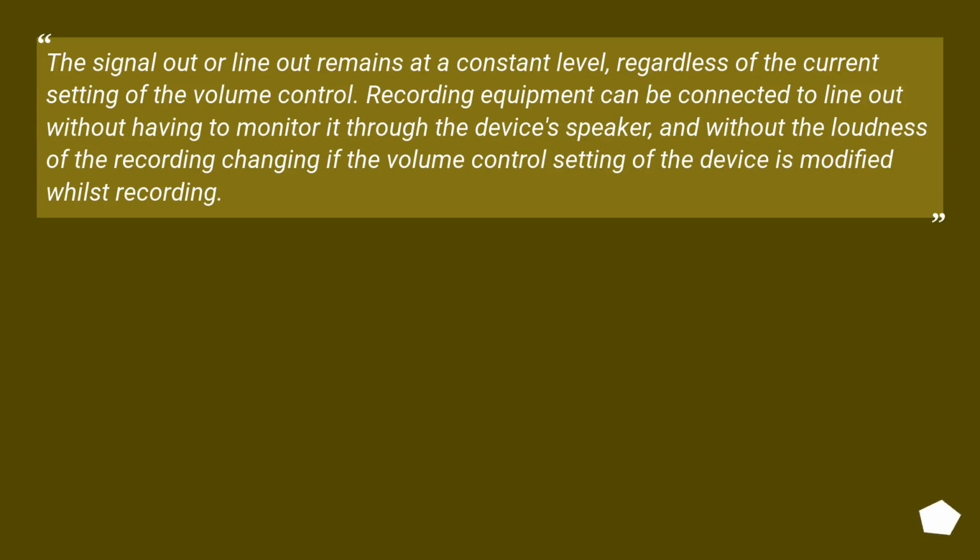The signal out or line out remains at a constant level, regardless of the current setting of the volume control. Recording equipment can be connected to line out without having to monitor it through the device's speaker, and without the loudness of the recording changing if the volume control setting of the device is modified whilst recording.